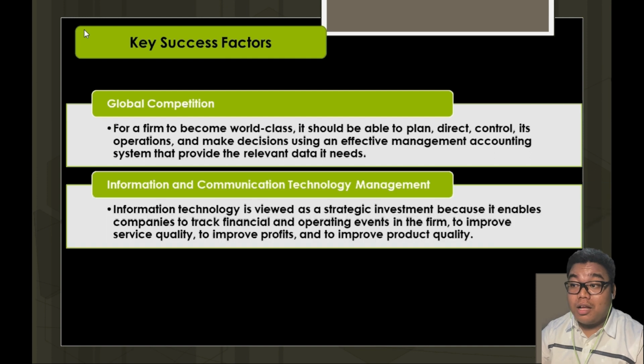Information and communication technology management. Information technology is something that is considered an investment because when you have a very efficient information technology, it enables you to acquire reports when needed, whenever needed, however it is needed, because such information technology, when implemented successfully, helps in assisting the decision makers in decisions that they are going to make moving forward.